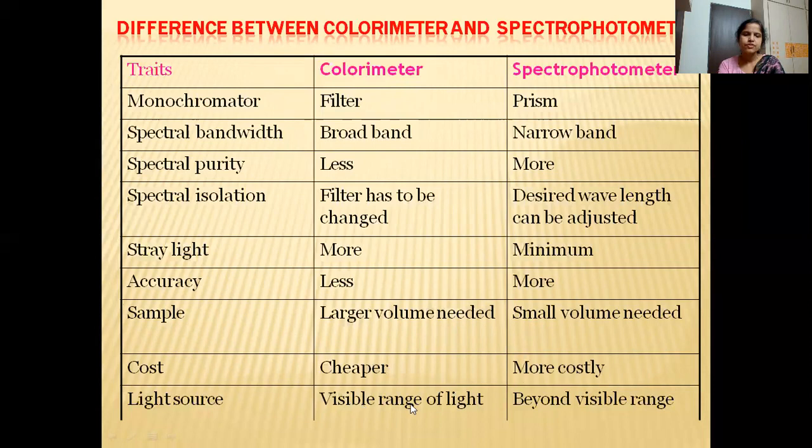For the light source, only the visible range of light is used in the colorimeter, that is, a tungsten filament is used, whereas in the spectrophotometer, beyond the visible range, you can use UV light or visible light. So this is about the colorimeter and spectrophotometer and how they work, and we have seen how to determine the concentration of an unknown sample. So remember, colorimetry is only for colored solutions, whereas the spectrophotometer is for both colored and colorless solutions.